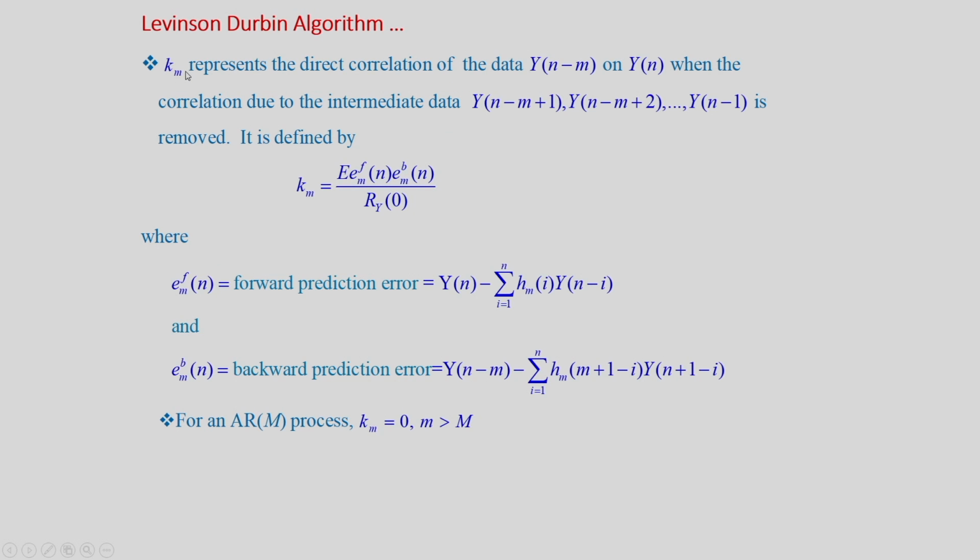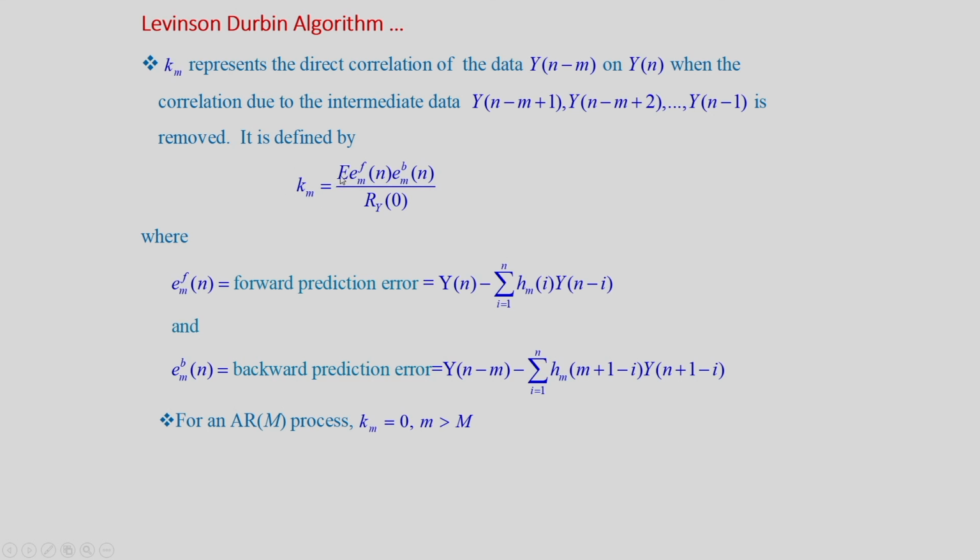k_m is a very important parameter. It represents the direct correlation of the data y(n-m) on y(n), when the correlation due to the intermediate data y(n-m+1) up to y(n-1) is removed. If we remove the correlation because of this data, then whatever correlation is present is measured by E of forward error into backward error divided by R_y(0), that is the partial correlation coefficient.